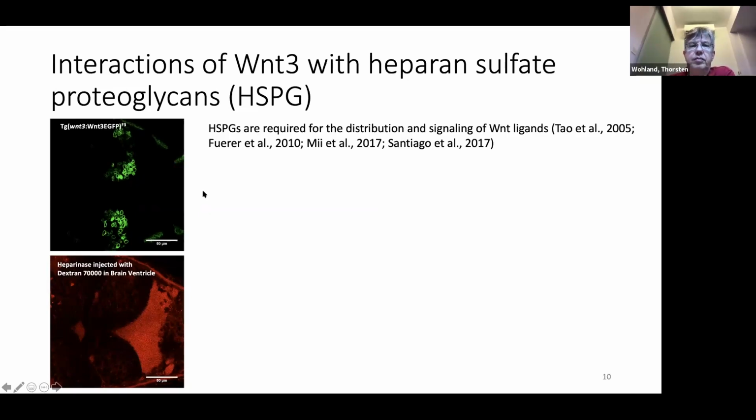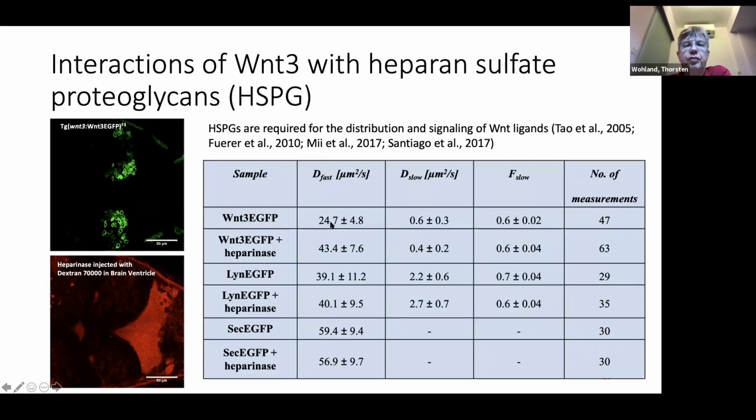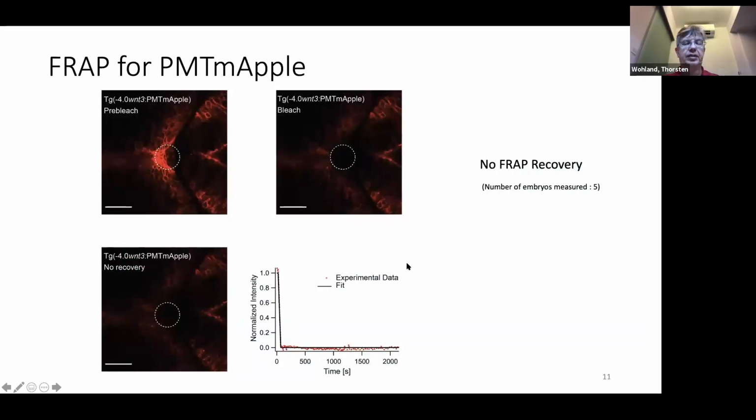Let me just show you the measurements. Wnt3 EGFP has a fast diffusion coefficient on the order of 25 micrometers squared per second. The moment we disrupt the HSPG, the diffusion coefficient goes up. If you do this for Lyn EGFP, there's no change. Why? Again, Lyn EGFP is not in the extracellular space. If you do that for secreted EGFP, nothing changes, because secreted EGFP doesn't interact with HSPG. But for Wnt3 EGFP, clearly we see a change of diffusion coefficient. That means A, Wnt3 EGFP interacts with HSPG, and B, it must be in the extracellular space, because that's the only space where HSPG is. So this clearly shows again that Wnt3 is secreted.